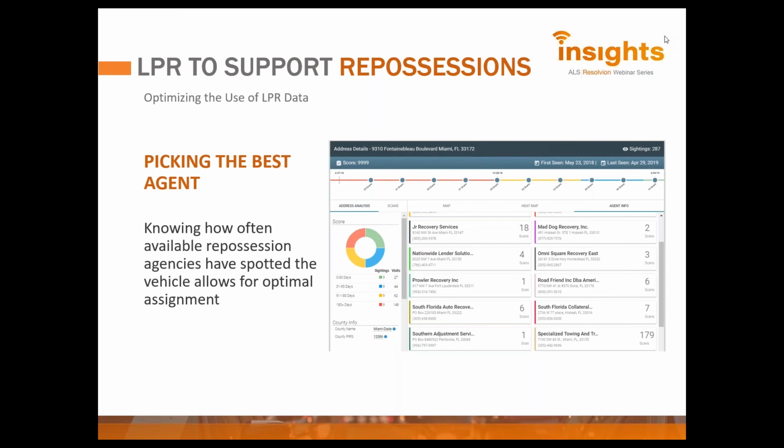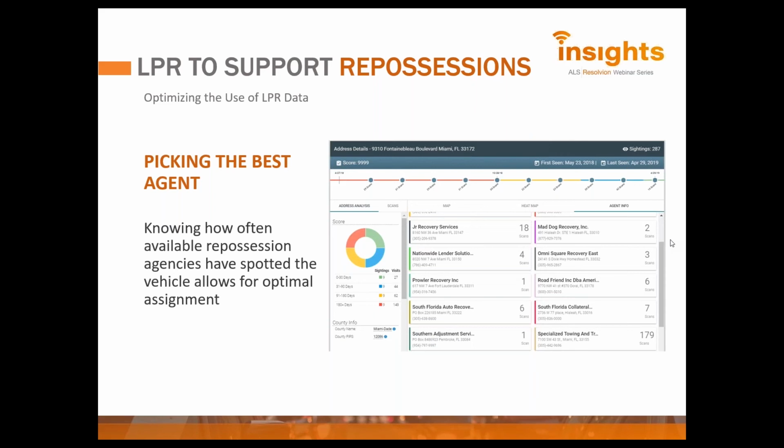So in this example, this is an address in South Florida. You can see here we've got literally 10 different agents that service that area. The majority of them have only seen this vehicle or scanned this vehicle in the past a few times. However, one of them has seen it, scanned it 179 times. So all other things being equal, that agent's probably the better choice.